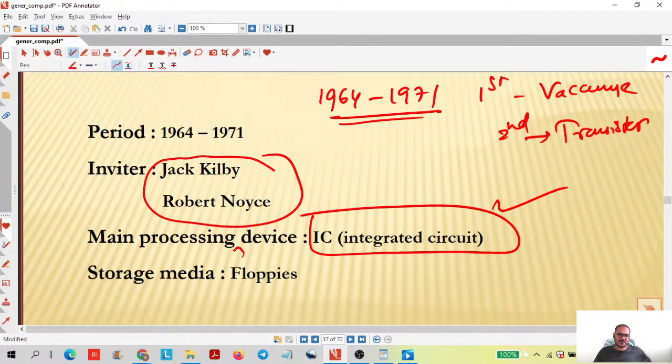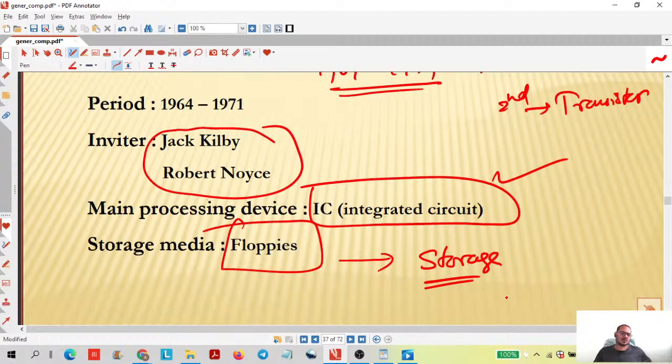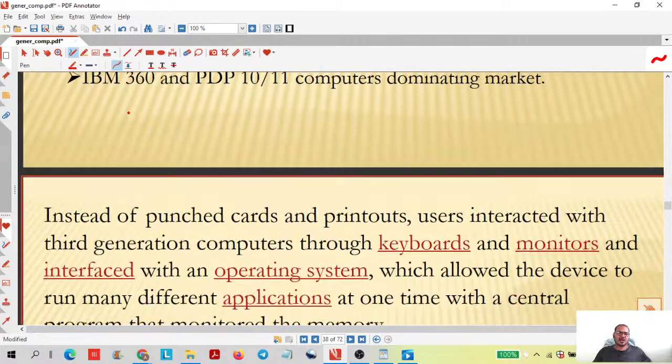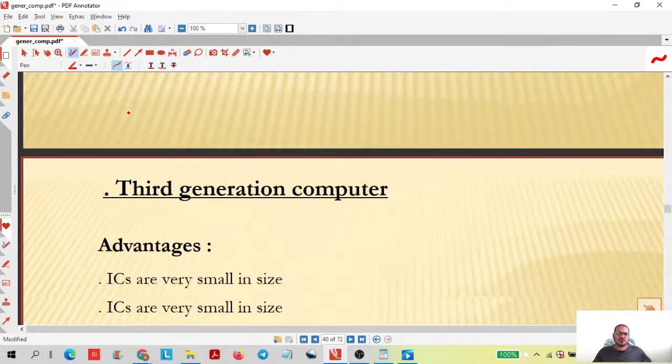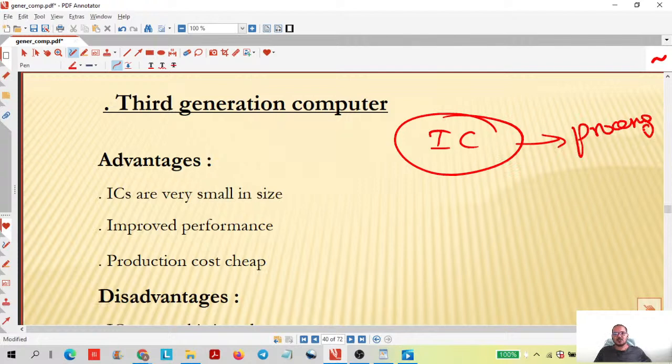And the floppy disk is introduced in this particular third generation, as a storage device. Now you cannot see such floppies, it is not available. There is a boom in the market due to semiconductor technology, as more number of ICs are fabricated in the third and fourth generation computers. That's why integrated circuits are the main processing device in the third generation.